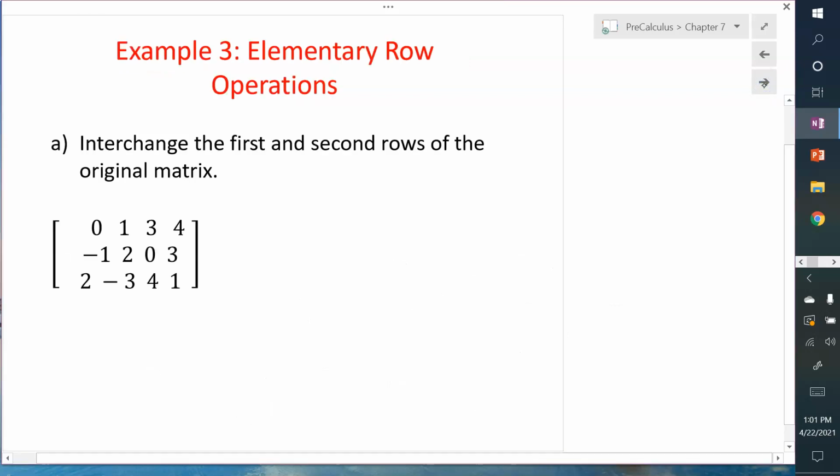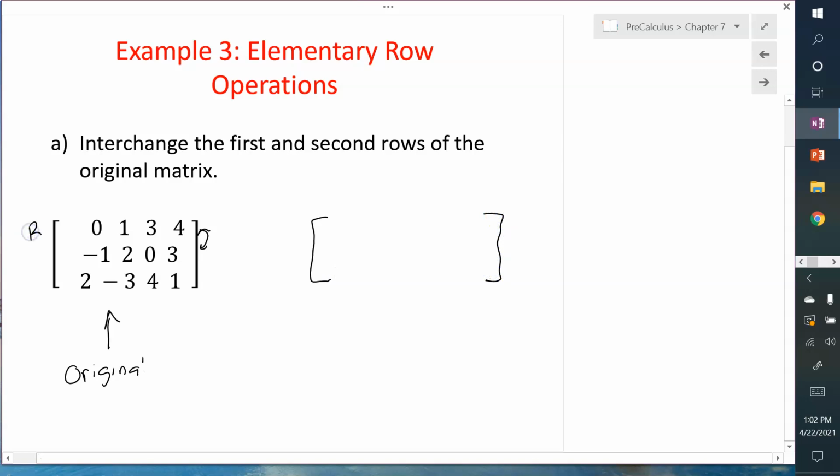All right, so just like in systems in section 7.3, where we could do elementary row operations, we can do elementary row operations on a matrix. I'm going to show you what that looks like. The first one says interchange the first and second rows of the original matrix. So this is our original right here. When I interchange my first and second rows, I'm just going to swap them. They're going to trade places. So here's what my new matrix would look like.